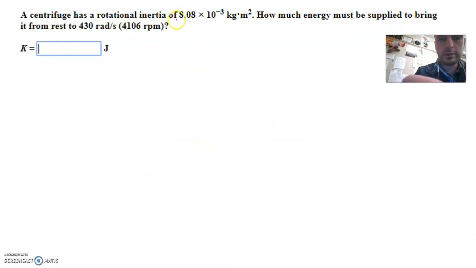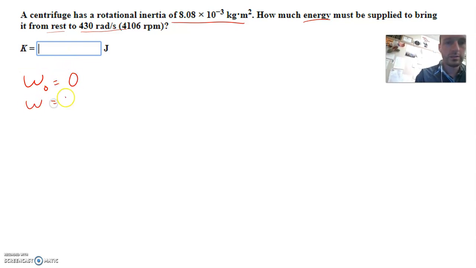The centrifuge has a rotational inertia of this. How much energy must be supplied to bring it from rest to this speed? And it gives it in RPMs, but why don't we keep it in rads per second because we like that. So the initial omega is 0, of course, and the final omega is going to be 430 radians per second. Now we have this I equal to 8.08 times 10 to the negative 3 kilogram meters squared.